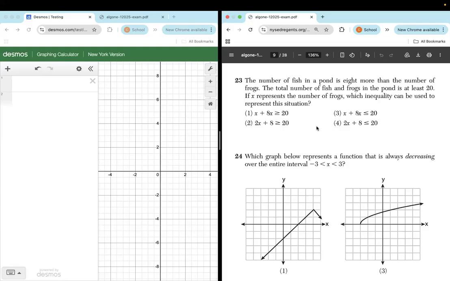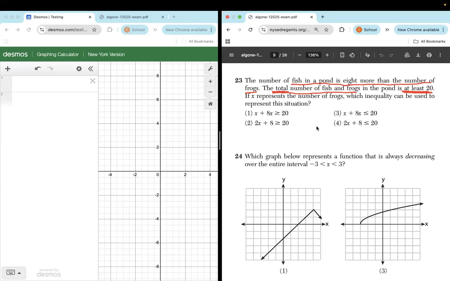Let me read it again, look for some quantities, and annotate. The number of fish in a pond is 8 more than the number of frogs. More than makes me think of adding, by the way. The total number, total also makes me think of adding 2 things together, perhaps the fish and the frogs. The total number of fish and frogs in the pond is at least 20. At least makes me think of inequalities. 20 is the least it could be, meaning it's 20 or more, so it's at least 20.